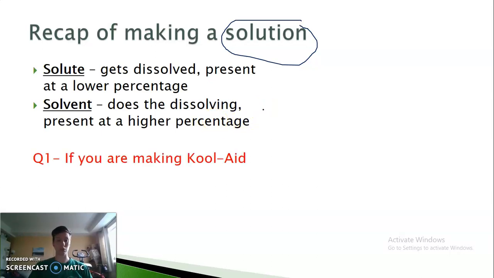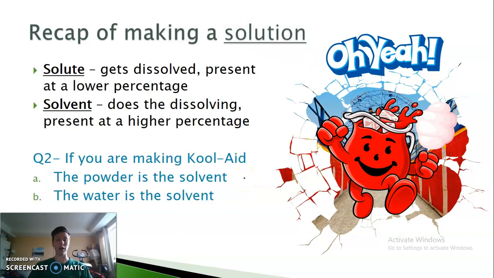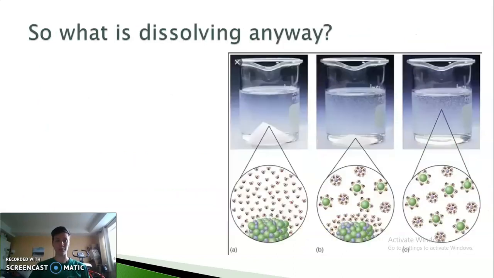So question number 1, quick little recap. If you're making Kool-Aid, which one is the solute? All right, so hopefully you chose A, that the powder is the solute because it's present at a lower percentage. So which one is going to be the solvent? And hopefully you answered that B is the solvent. Water is present at the higher percentage when that solution is made.